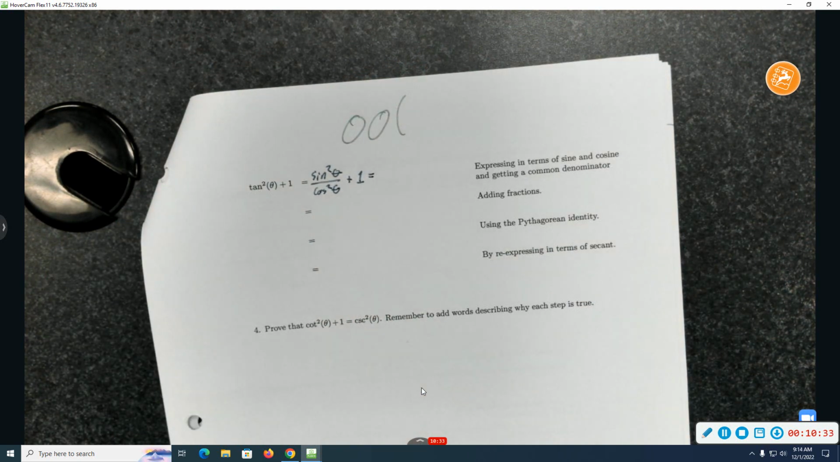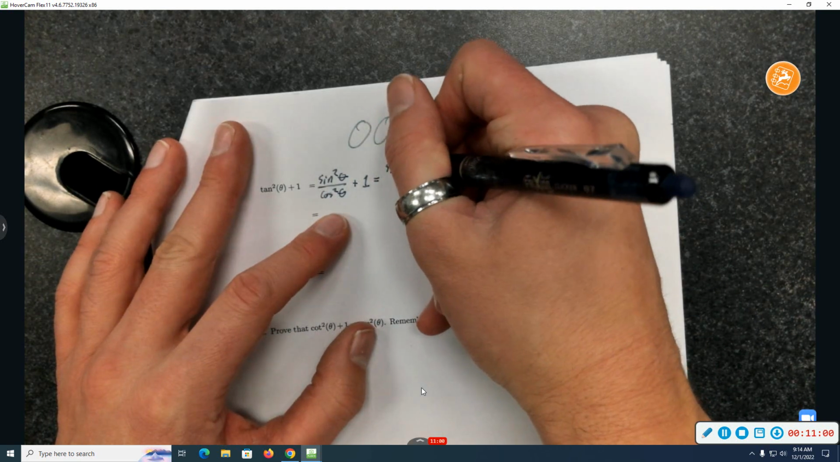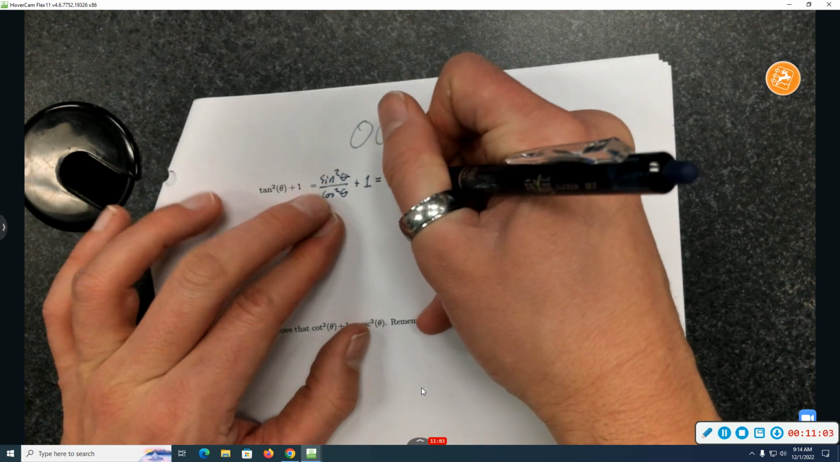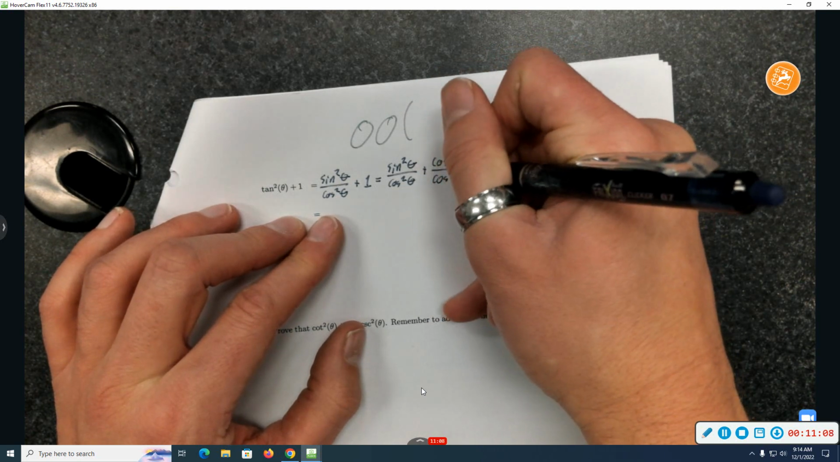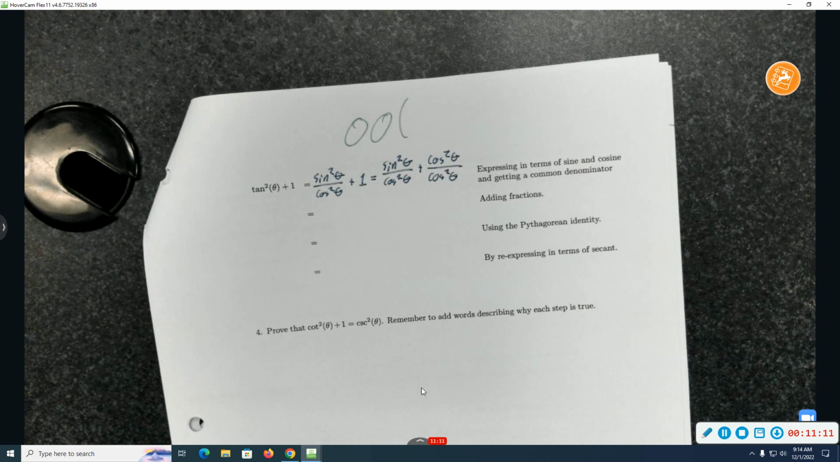And, well, that looks like a situation where I want to add fractions. 1 is a fraction. It's 1 over 1. So let's get a common denominator. So what do you do to this to get a common denominator to add those fractions? Yeah, you can rewrite that 1 as cosine squared over cosine squared. So this is equal to sine squared theta over cosine squared theta plus cosine squared theta over cosine squared theta. Now that we have a common denominator, it's easy to add fractions.